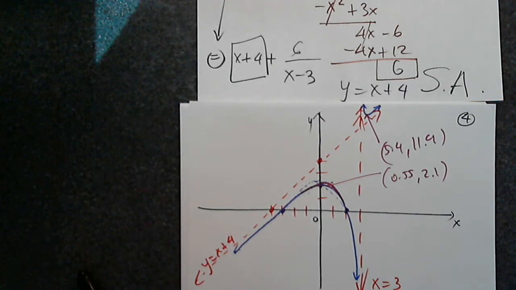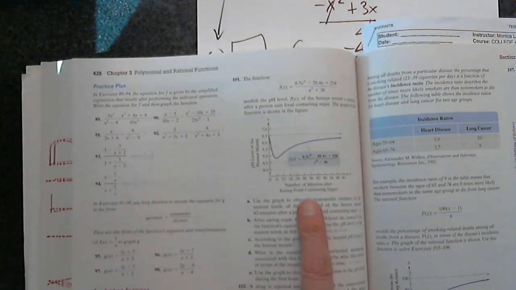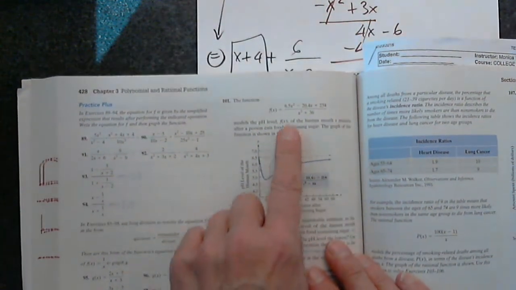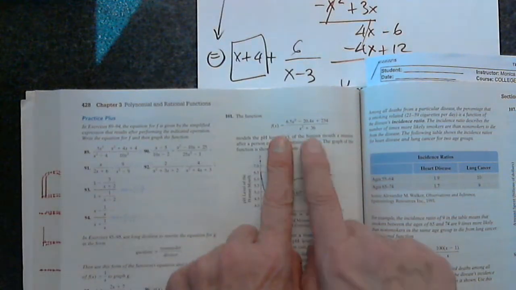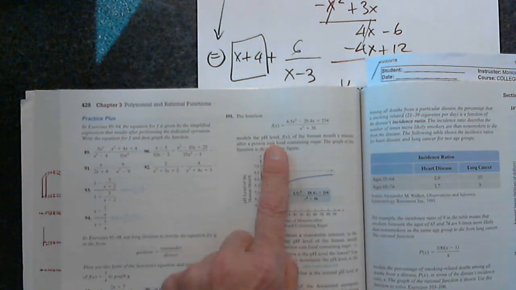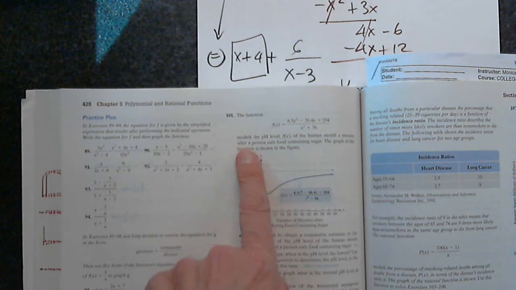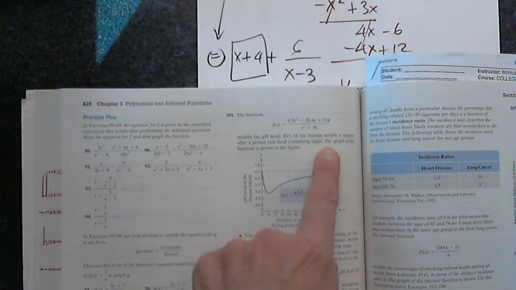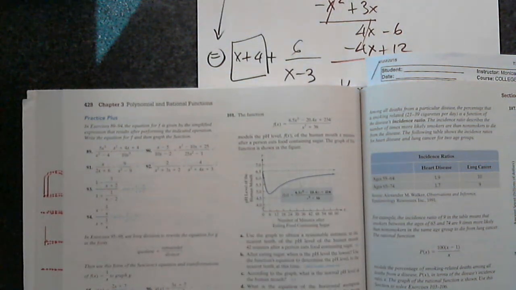And this is the end of rational functions, but I would like to show at least one word problem to see why these functions are so important. Why do we even study them? So let's look at problem 101. It says we are given a function. It models the pH level, f of x, of the human mouth, x minutes after a person eats food containing sugar. So every time we eat or drink anything that has sugar, this is what happens in our mouth.